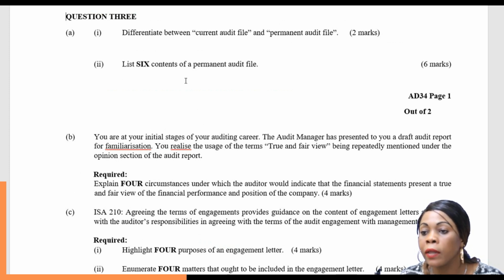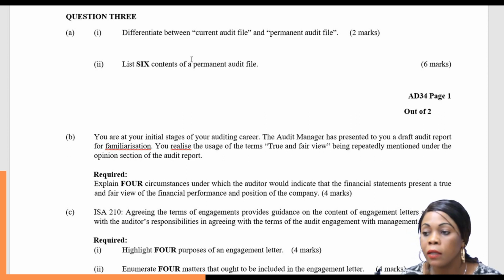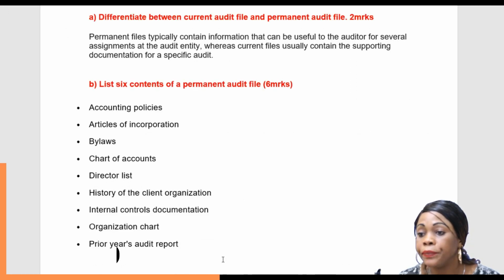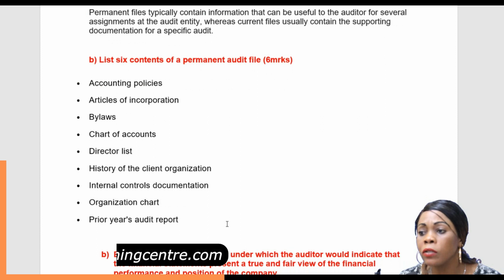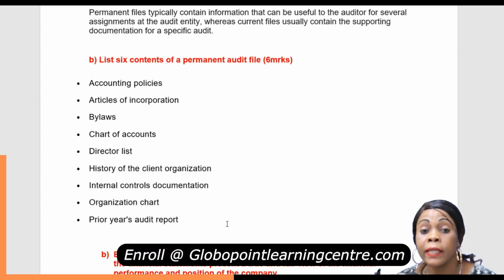Okay, we can go to the other question, which is question number 3, A Roman 2. List 6 contents of permanent file. The contents of permanent files include: the first content is accounting policies. This is just listing, no explanation needed.